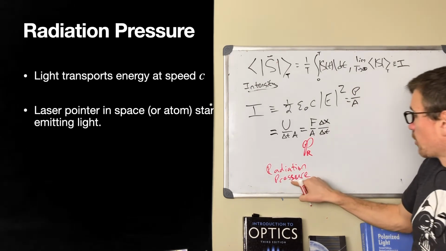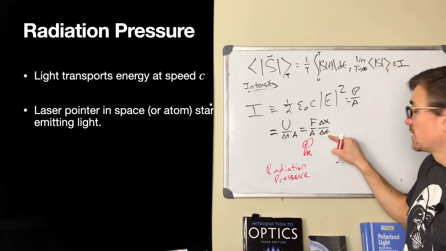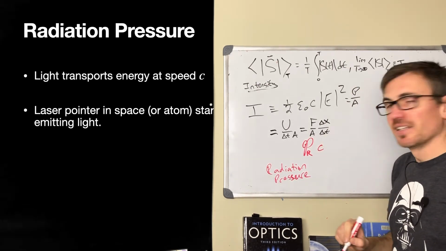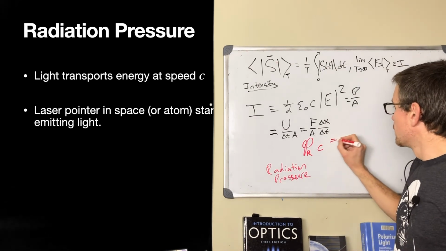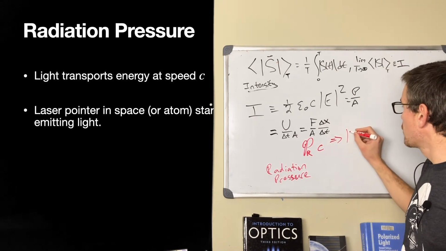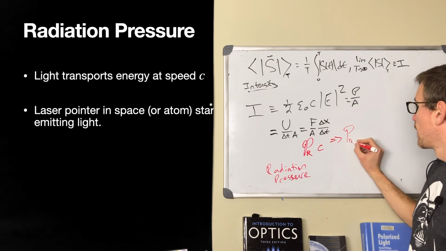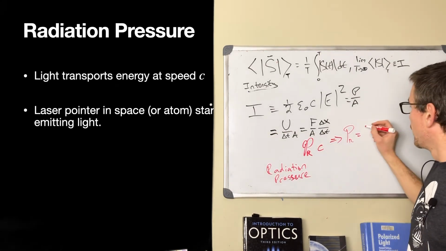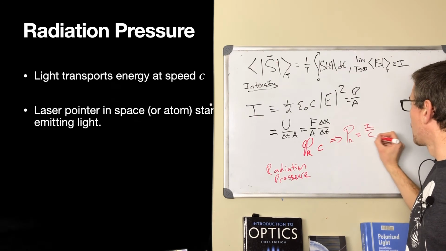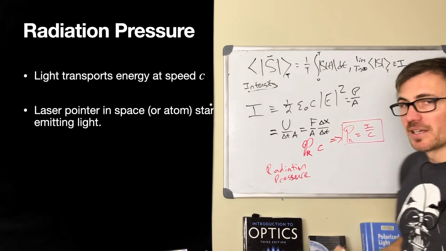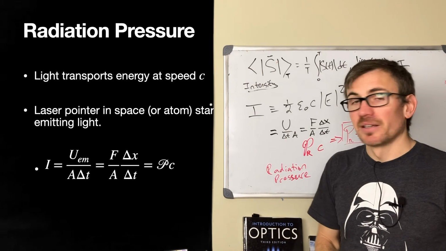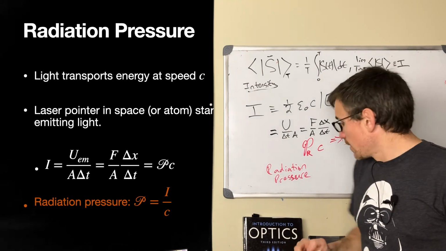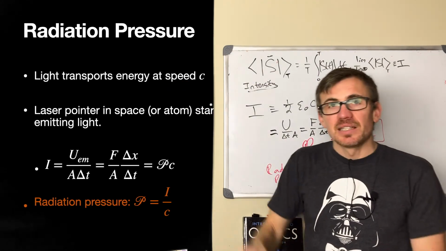I'm under pressure to spell properly. Times this, which is C. In other words, the radiation pressure, the physical force that the sheet is feeling per unit area, is given by the intensity divided by the speed of light. Okay, and that's written up here. So the radiation pressure is the intensity divided by the speed of light.